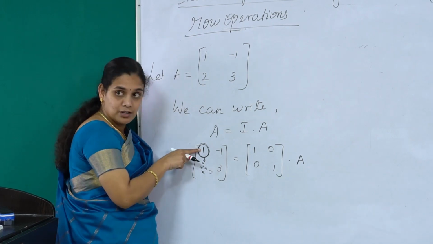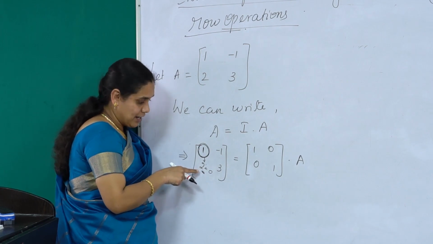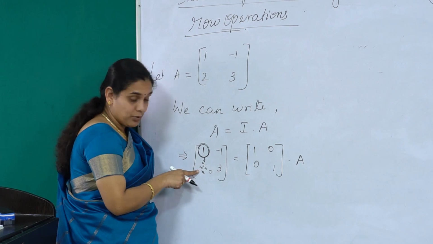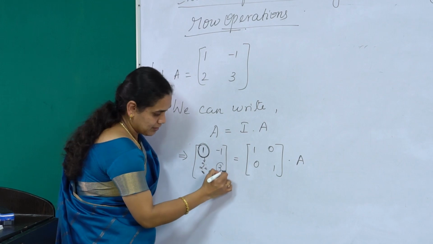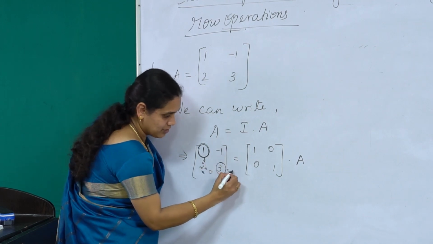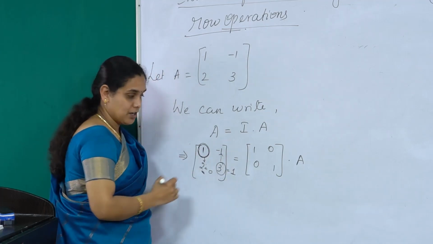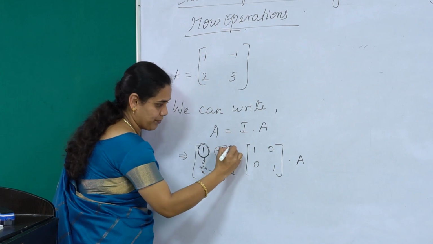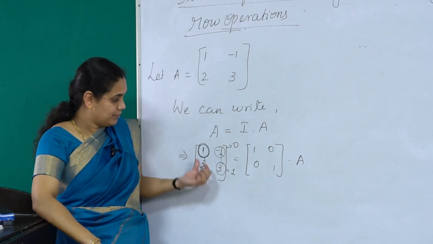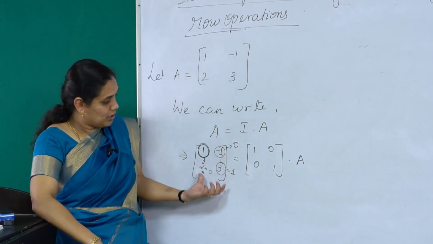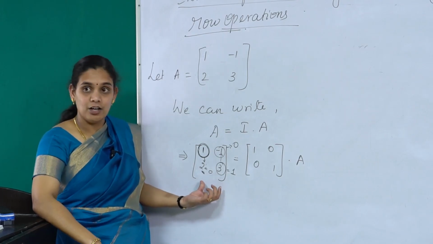First you change this number to 1, and you move on to this element and reduce it to 0. Then you move on to the next element, which we have to reduce to 1. Then we move on to this number and convert it to 0. If you go in this order, you will get the answer within 4 steps. If you change this order, you may still get the answer, but it may take longer.